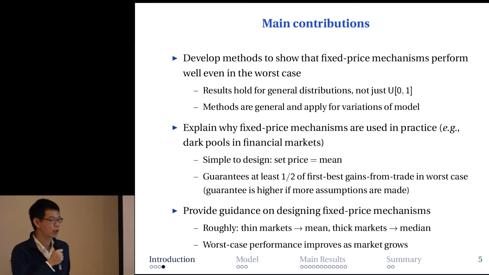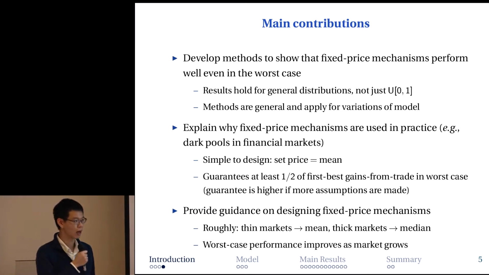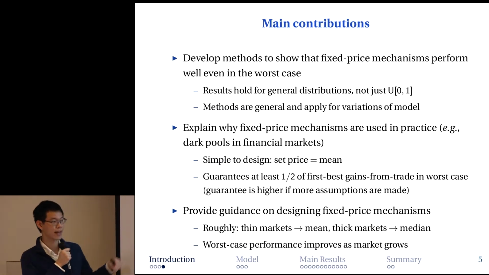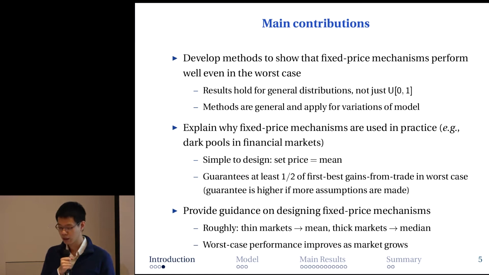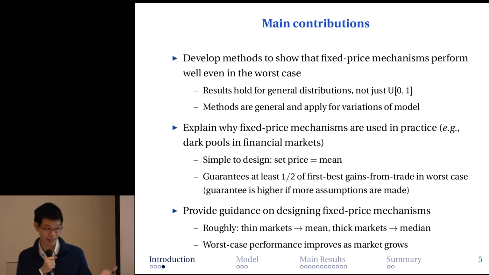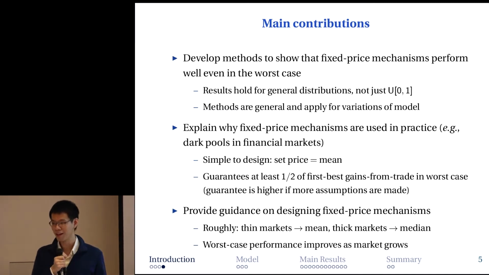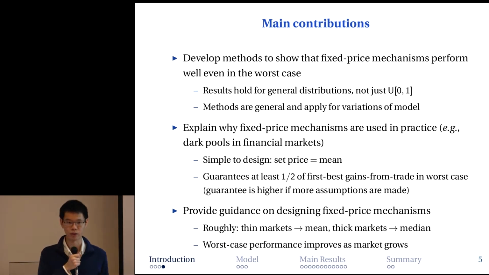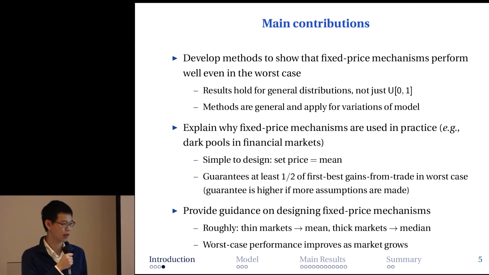And finally, in the paper, but not in this talk, we also provide some guidance on designing fixed price mechanisms. Roughly speaking, in thin markets, such as the bilateral trade problem, where there is exactly one agent on each side of the market, using the mean of the distribution as the fixed price is approximately optimal, exactly optimal in the bilateral trade case. And in thick markets, where there are more agents on each side of the market, choosing the median of the distribution is optimal instead. And we also show that the worst case performance improves as the market grows. So we quantify how fast this performance improves.